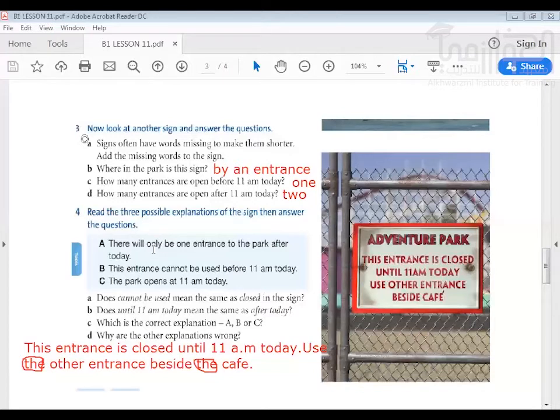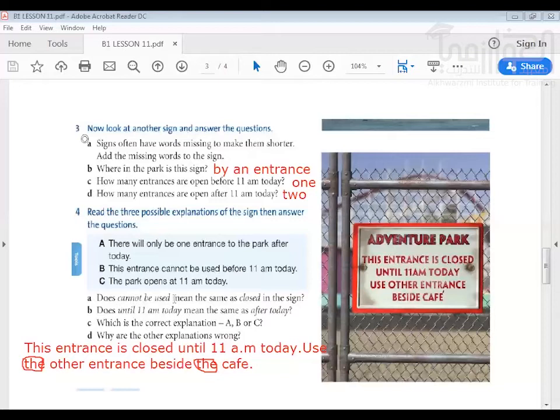A: There will only be one entrance to the park today. B: This entrance cannot be used before 11 a.m. today. C: The park opens at 11 a.m. today. Now, A, does "cannot be used" mean the same as "closed" in the sign?